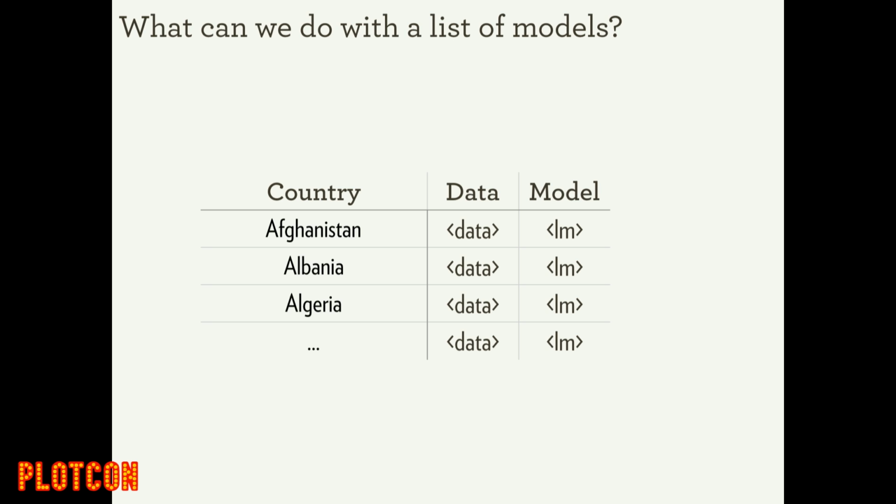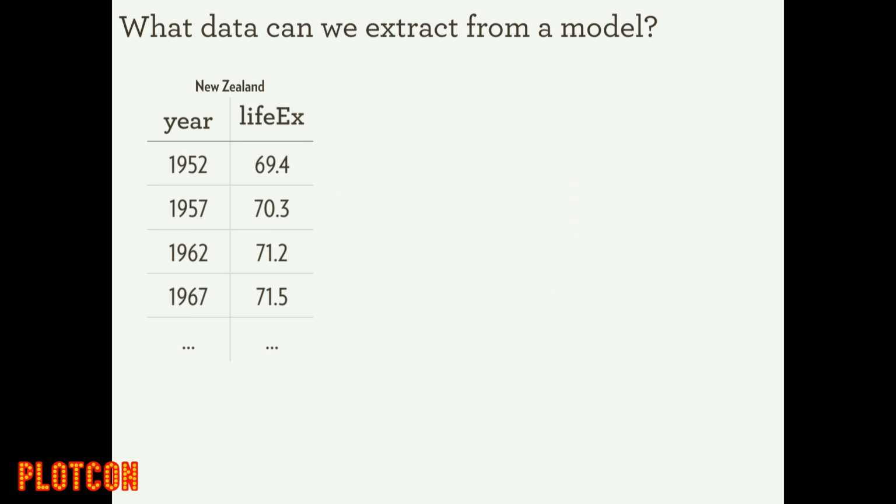Okay, so we've got this data frame, we've got the information about each group, we've got the data for each group, we've got the model for each group. Well, what can we do with a list of models? I think we need to think about what we can do with a single model. So here's New Zealand, for example, you fit this model. What data can you get back out of that model? I think this is the question that fundamentally the broom package answers: given a model, what tidy data can you extract from that model?